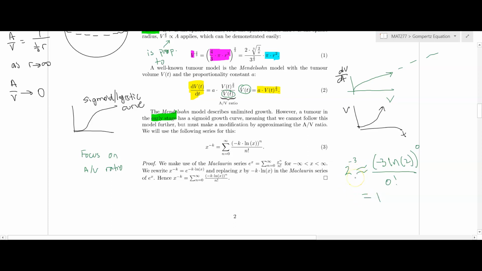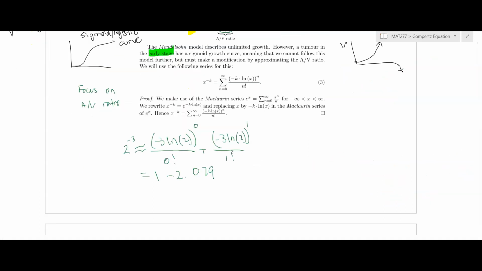Now 2 to the negative third, if you take 2 to the negative third, you get 0.125, which is clearly wrong. And the reason for that is because this is an approximation. Now, if we do n equals 0 and n equals 1 and add those together, so now I do negative 3 natural log of x, which is still 2, but now this gets raised to the first power divided by 1 factorial. Now if you add those two terms together, negative 3 ln 2 comes out to negative 2.079.